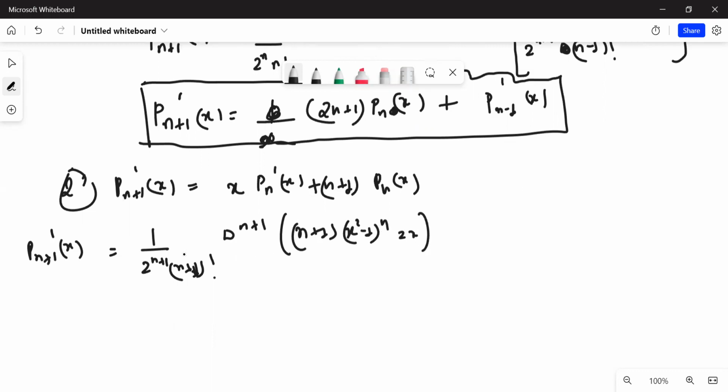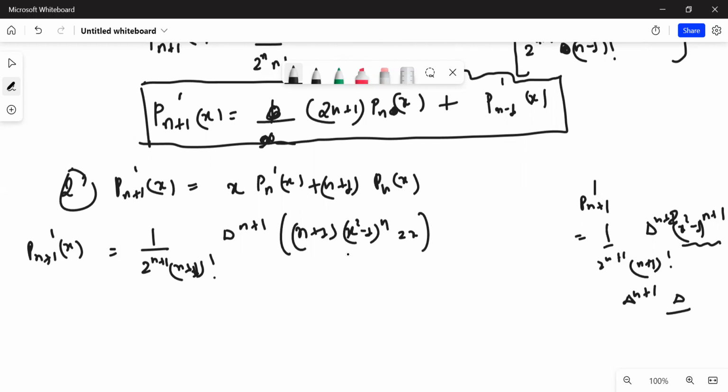Are you getting my point? So this is P_{n+1}. So P_{n+1} is simply 2 to the power n plus 1, n plus 1 factorial, and simply d^(n+1) of x square minus 1 to the power n plus 1. Now, if I have to take the derivative, this will be 2. And if this is 2, what will I do? I'll use d^(n+1) here and I'll take d inside. So I'll differentiate this term, and this is what I've done here.